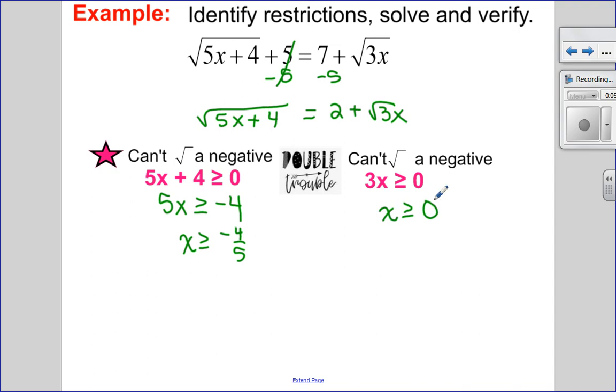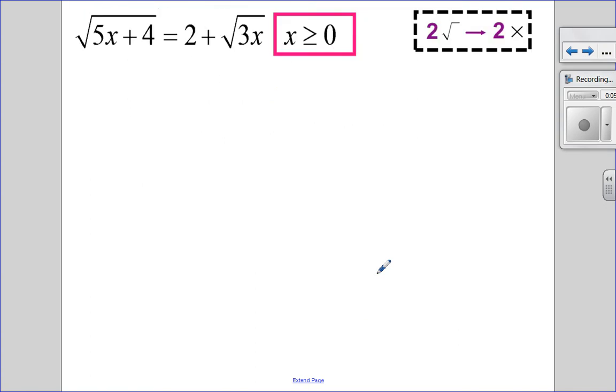So remember, when they're both greater than, choose the bigger number, and that will be the restriction for both. So the restriction that covers both is x greater than or equal to 0. So now I'm ready to solve. Because I have two roots, remember, two roots means I do the process 2 times. So let's try the first.